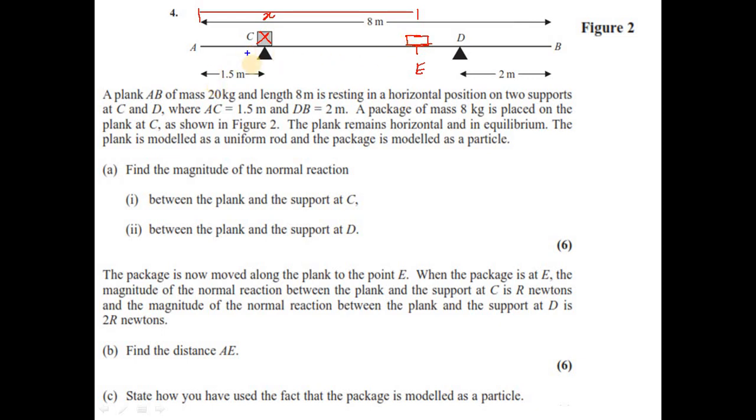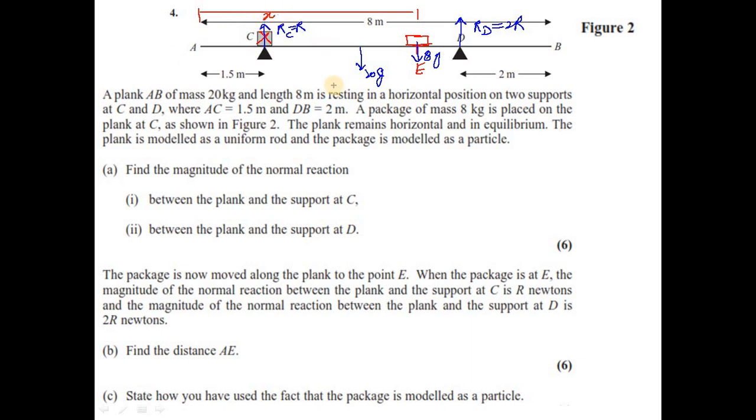Okay, so in this case we have normal reaction at C, which is upward, and this is RC, and this is RD. But they are saying at that moment C has a normal reaction R and D has a normal reaction 2R. So RC is equal to R and RD is equal to 2R. So we have R upward and 2R upward, and of course the weight of the particle 8G downward, and the weight of the plank at the center 20G. And we need to figure out distance x.